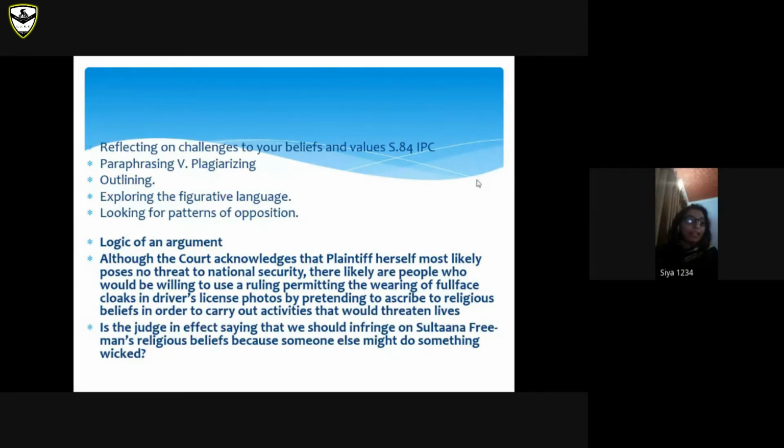And the another one is exploring the figurative language. There will be some text which uses some figurative languages like metaphor. For example, there is a phrase like golden heart. That's a metaphor.